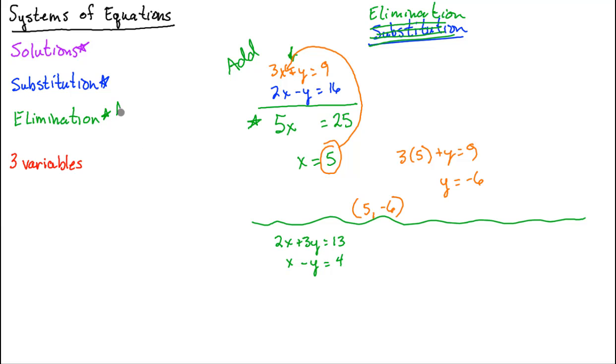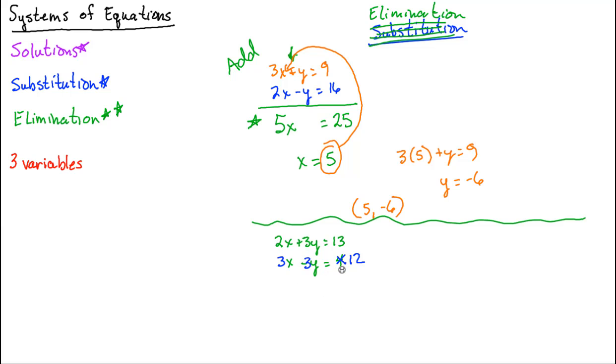Second part of the trick. So elimination has two things. Not only can you add equations together, but we still have the ability to multiply anything we want to on both sides of an equation. This plus 3y and negative y won't go away, but we could times this whole equation by 3.